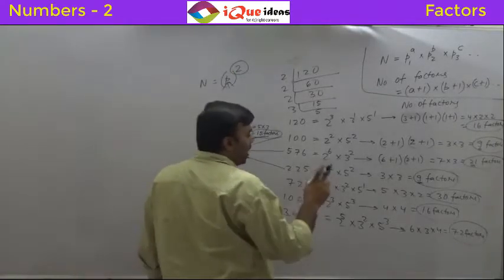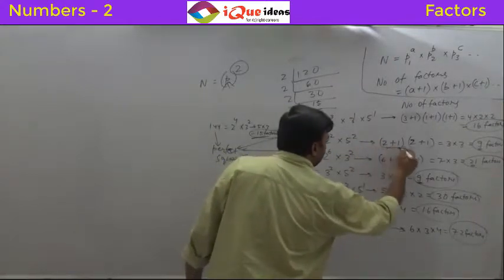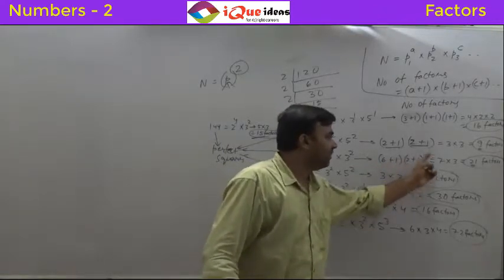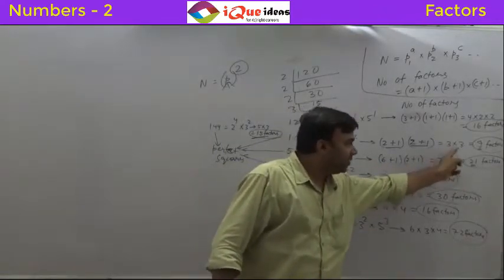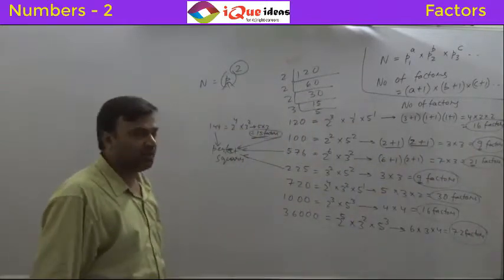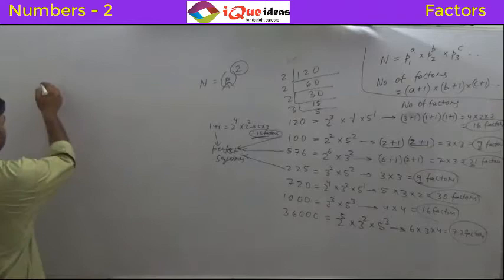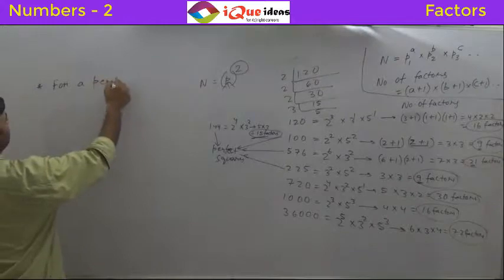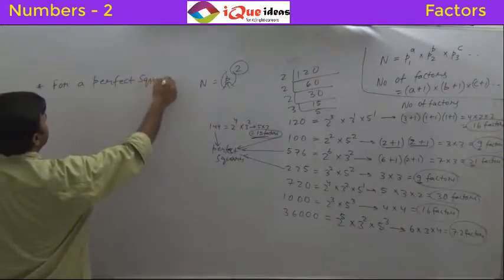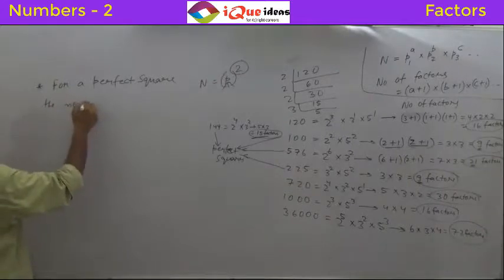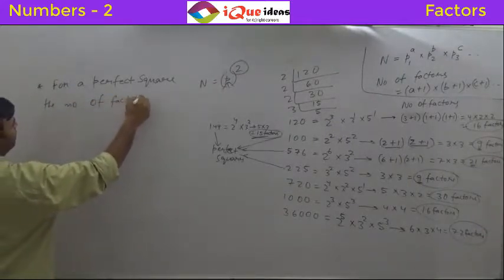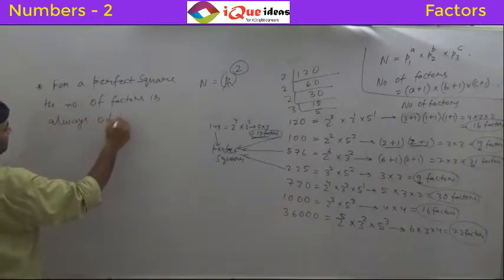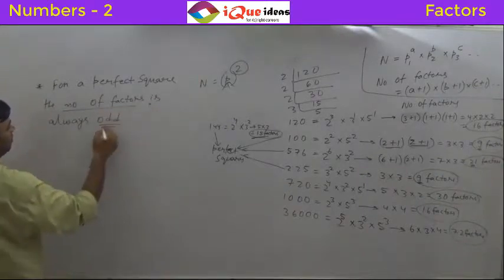Now when you add 1 to each of those powers, each of those values after adding 1 will become odd. Any even number, when 1 is added, becomes odd. Now when you multiply odd numbers, the outcome will always be an odd number. Hence the number of factors will always be odd. So I just write a statement: for a perfect square, the number of factors is always odd. Please understand this. Number of factors is always odd.